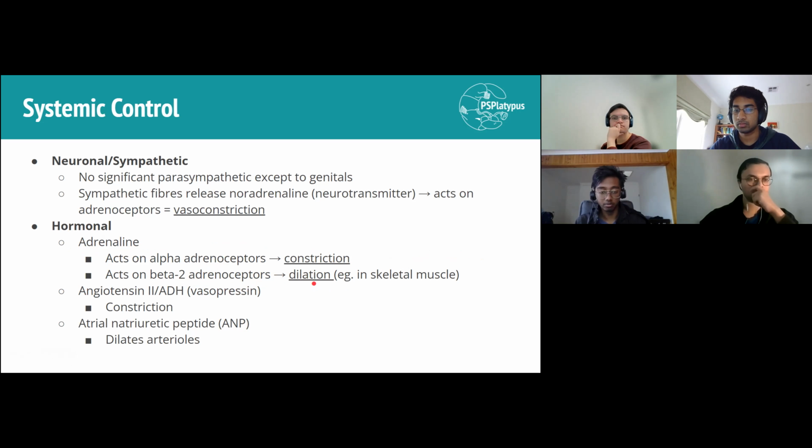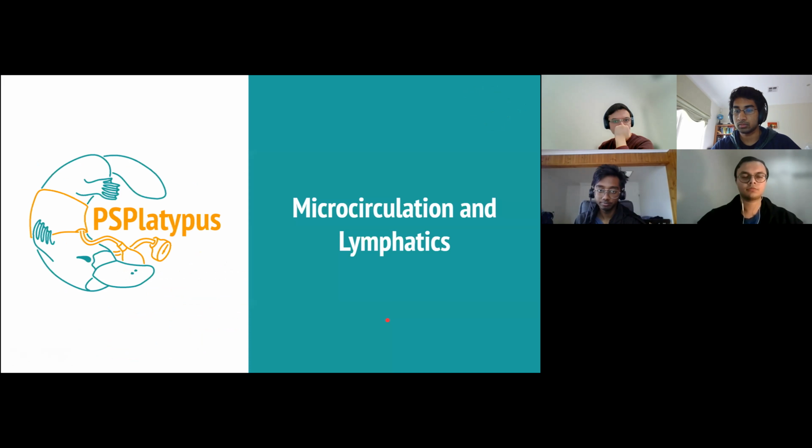to the skeletal muscles. We have another hormone called angiotensin 2 and also ADH. Don't worry too much about them. Of these two, the main one of note is adrenaline, but these ones cause constriction. We have atrial natriuretic peptide, ANP, which causes dilation. And that's that from me for now. I'll answer questions in chat.